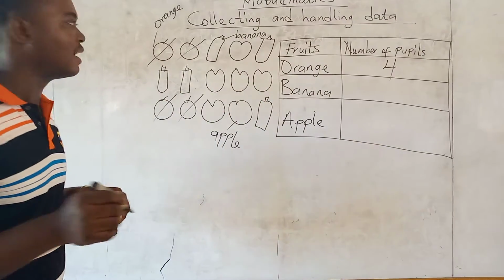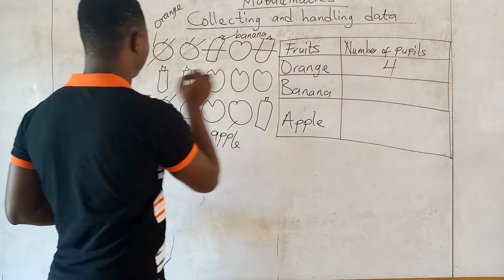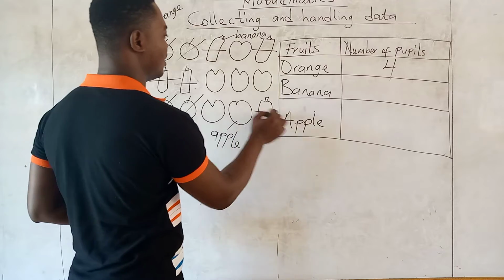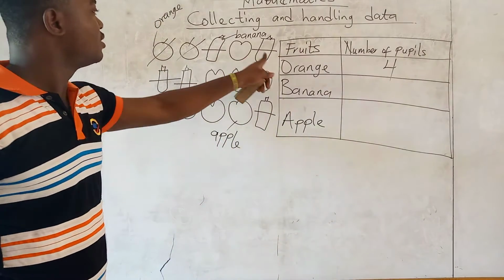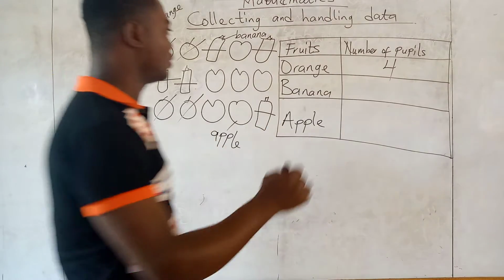Then the next is banana. Let's see. We have banana here. Let me use this side. Banana, banana, banana, banana. How many people? 1, 2, 3, 4, 5. 5 people chose banana.